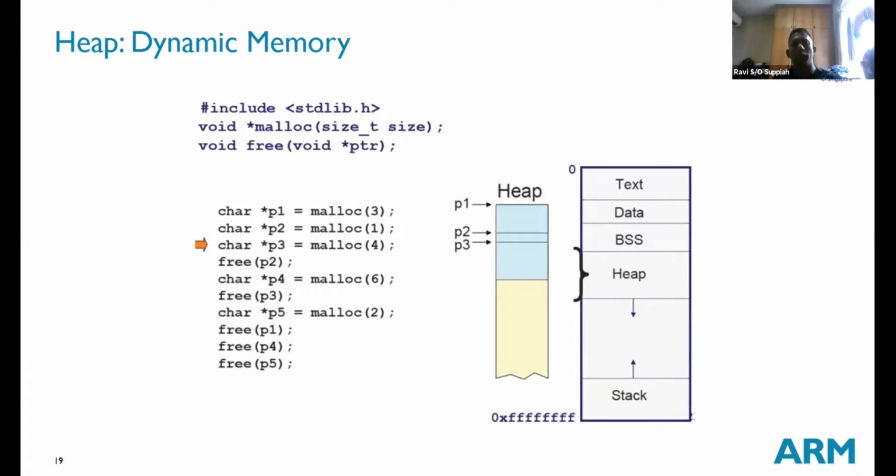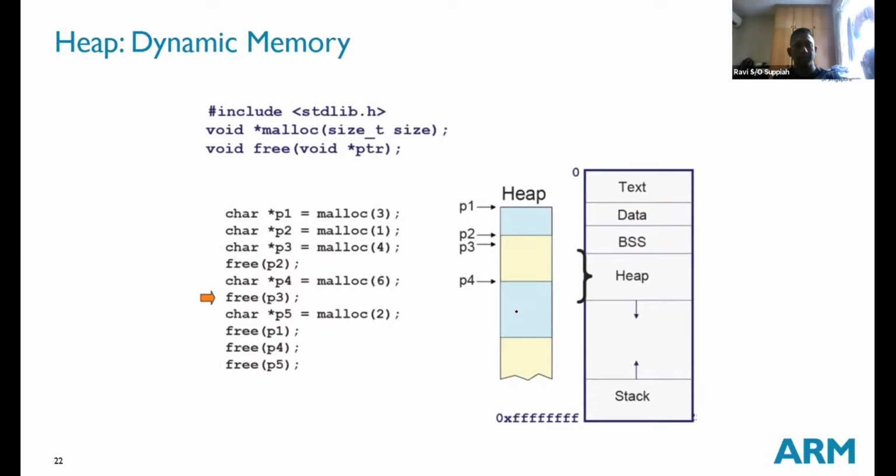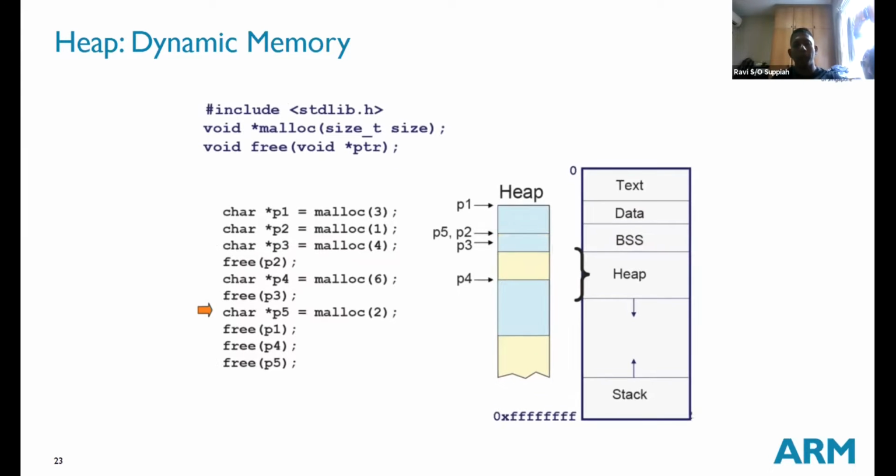So when I do another allocation of 4, it again points to the current space and gives me 4 blocks of memory. And then I say free P2. Free P2 means whatever memory was previously allocated to P2 has now been freed up. And then I do another allocation. So again, my free space is used up, and then I do another free P3. And then I do one more malloc of 2 units of memory into P5.